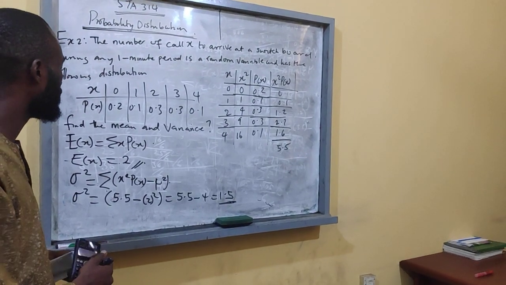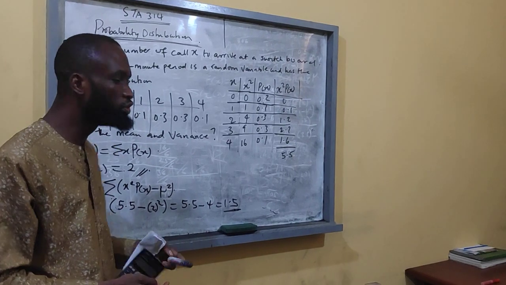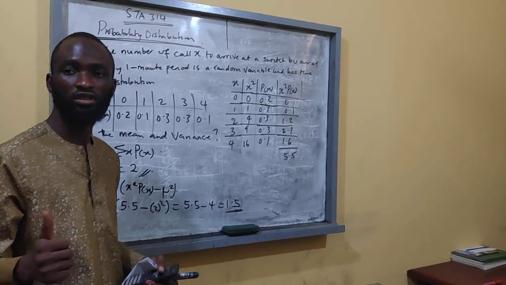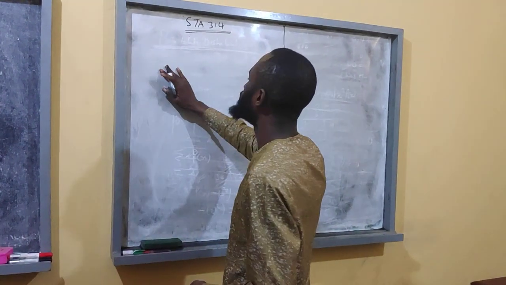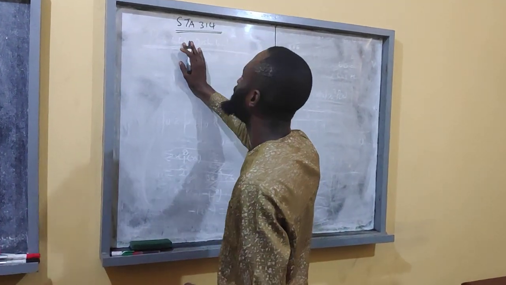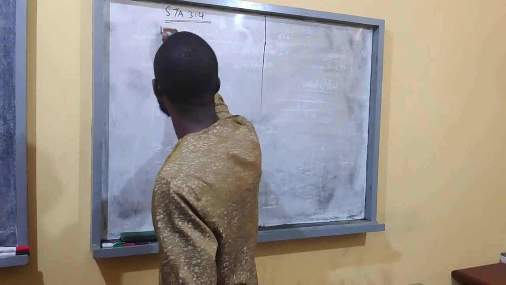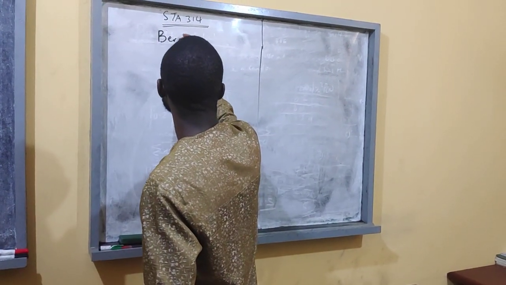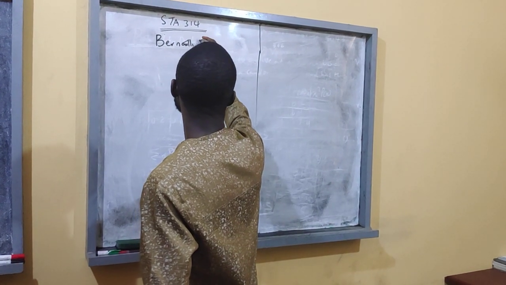Please follow the steps for the two problems I solved. Then we are going to move to the distribution of random variables. The discrete random variable, as I said, the first one we are going to look at is the Bernoulli distribution.